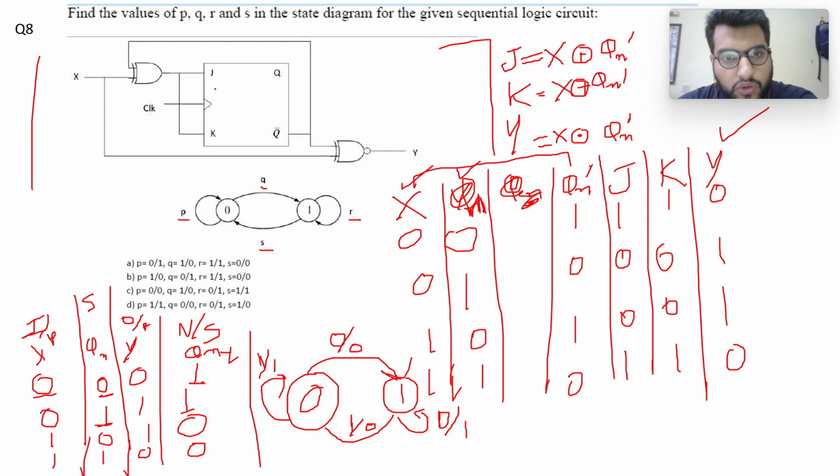So I have constructed the state diagram similar to this. Comparing these two, p is equal to 1 1, q is equal to 0 0, r is equal to 0 1, and s is equal to 1 0. So 1 1 0 0 0 1 1 0. So option D is my right answer.